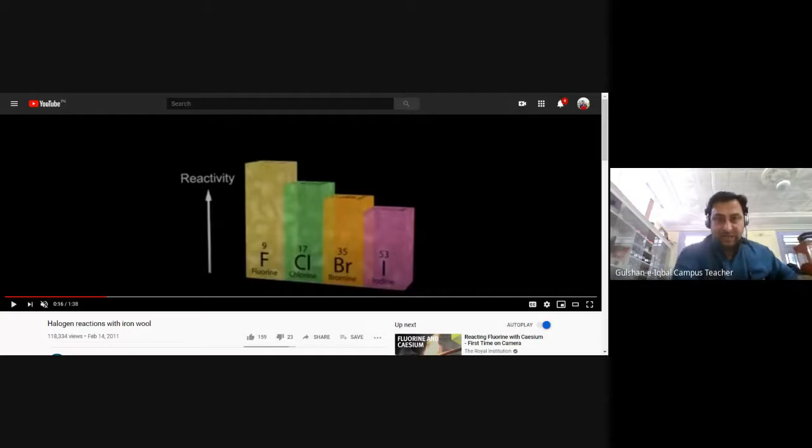Then the second is chlorine. Chlorine is reactive, then bromine is reactive, then iodine is the least reactive. So you can see the bar: the highest is the most reactive, the second one is less, the third one is even less, and the last one is the least reactive. So let's see.